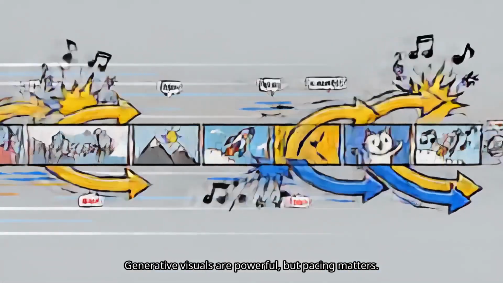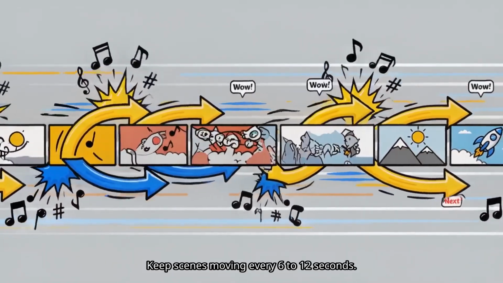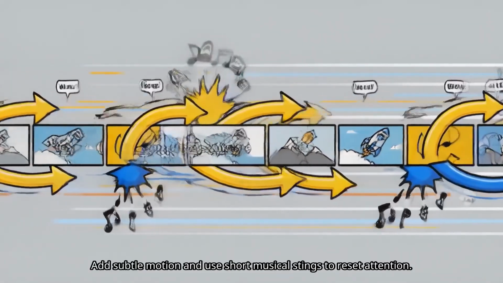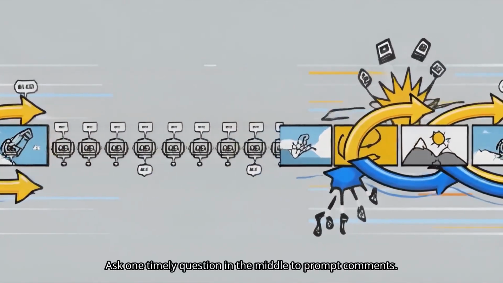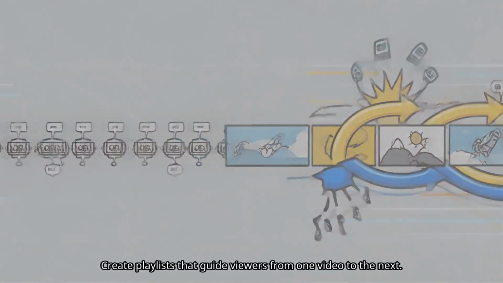Generative visuals are powerful, but pacing matters. Keep scenes moving every 6 to 12 seconds, add subtle motion, and use short musical stings to reset attention. Ask one timely question in the middle to prompt comments. Create playlists that guide viewers from one video to the next. Autoplay and suggested content feed your watch time.